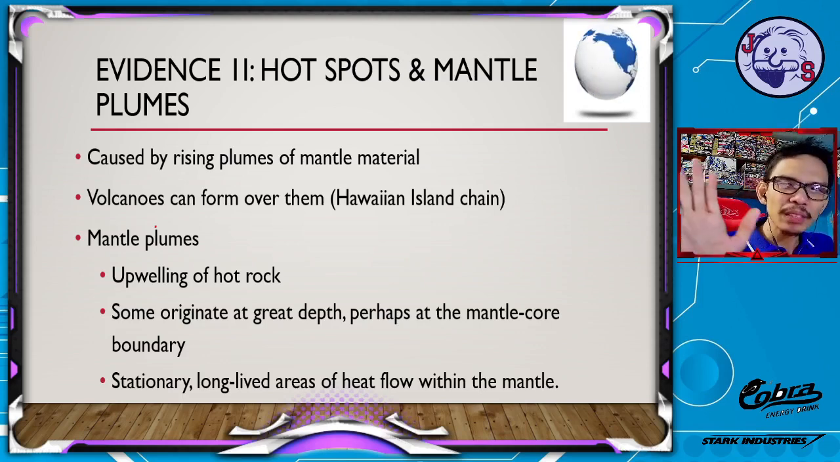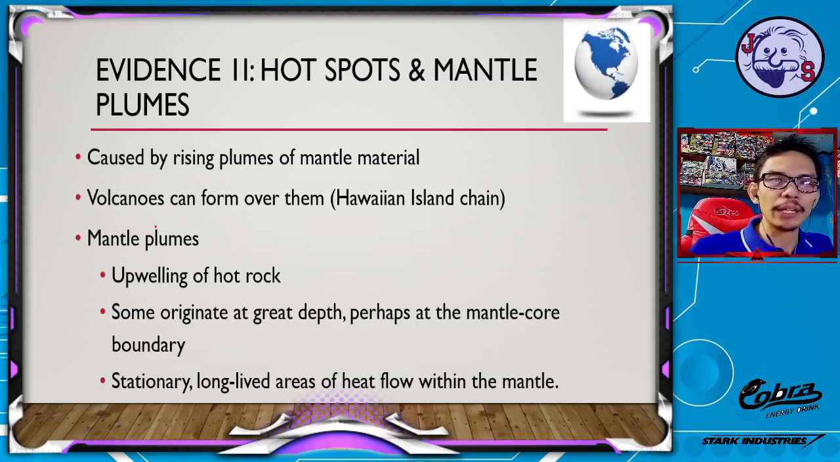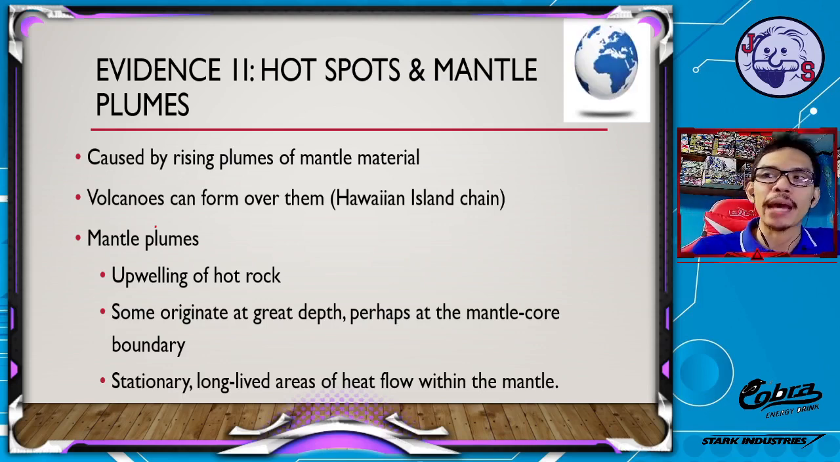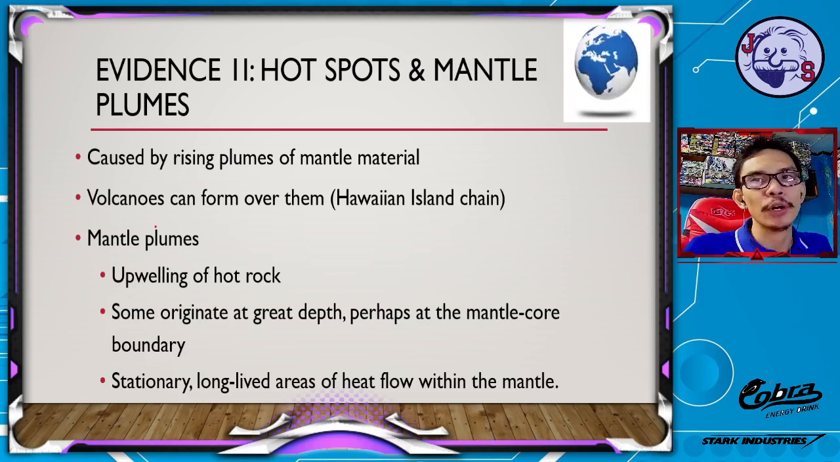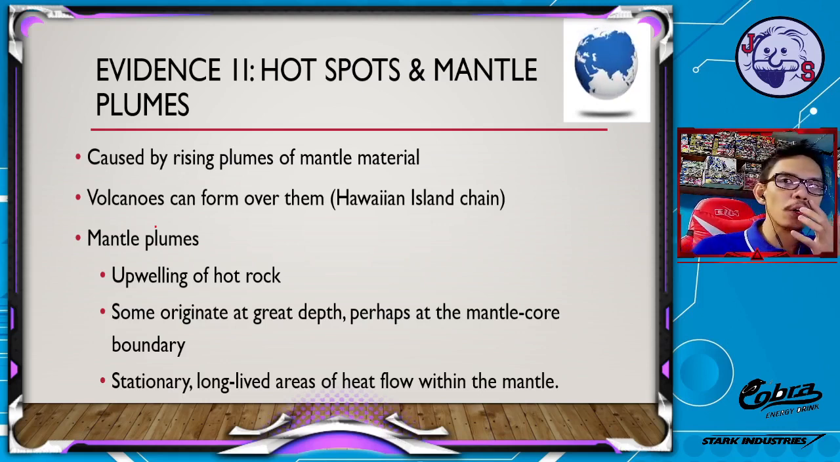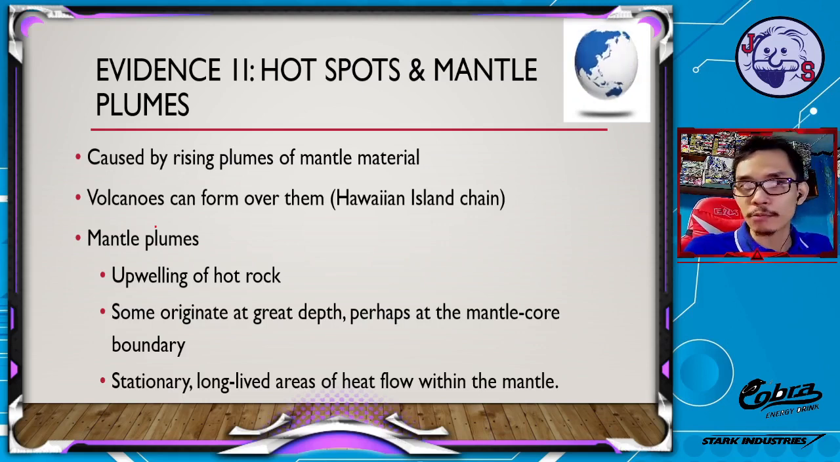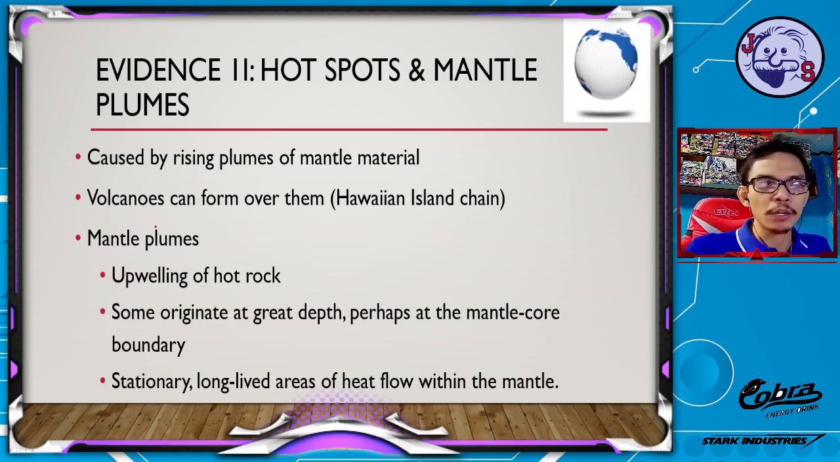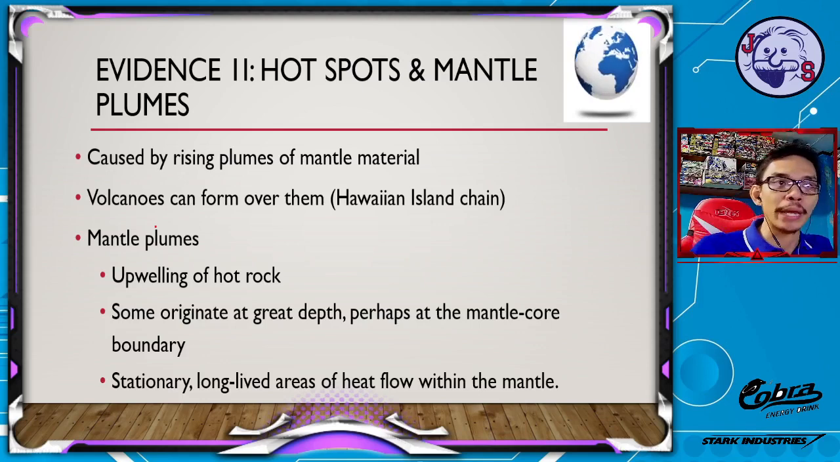Because hotspots are volcanoes that are not located on plate boundaries. An example of this is the Hawaiian island chain. Very familiar example. So what are these hotspots? These are caused by a rising plume of mantle material. So these are materials that come from the mantle, and why do these plumes rise? Because of differences in density. When the material is heated, its density becomes less, and it becomes more buoyant.